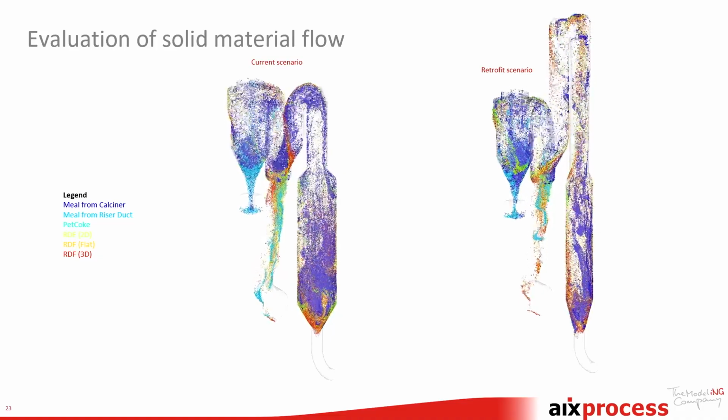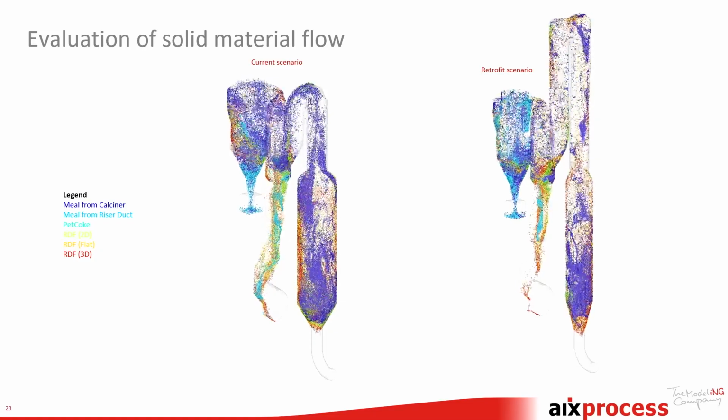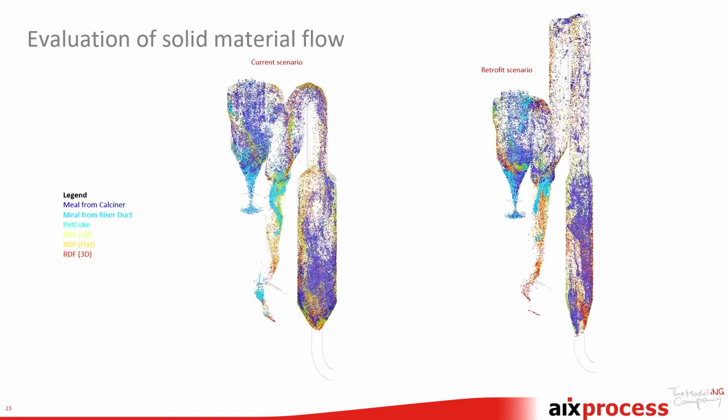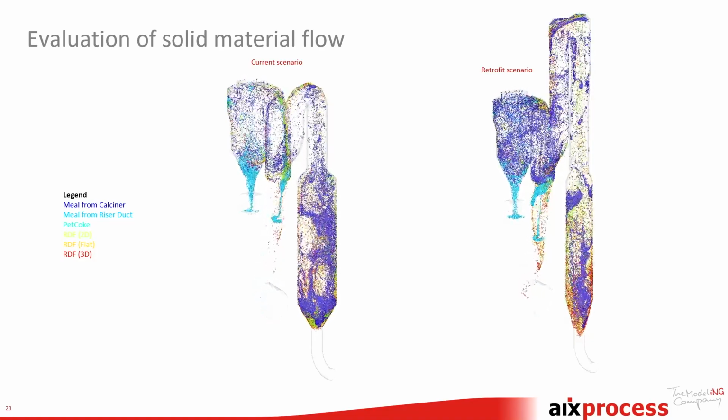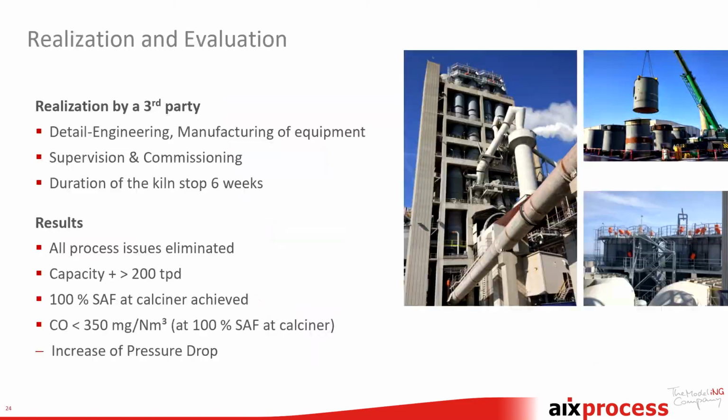Of course, we have a longer time to have all the calcination done, and we also have no combustion afterwards. So what I like most about the study is that it is not only a study, it was really built. It was realized by a third party, and after detail engineering and commissioning, they had the rebuild, and after that we see that all process issues were eliminated. So this plant is now running with the redesigned calciner for about 2 years.